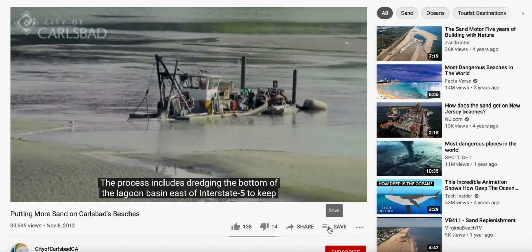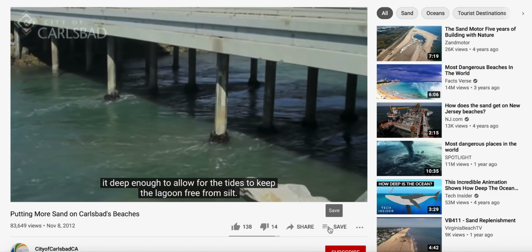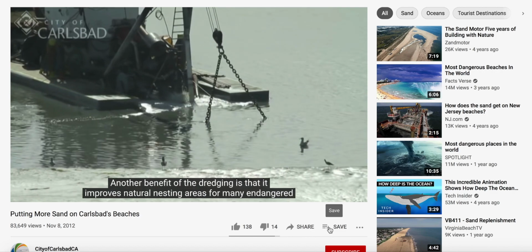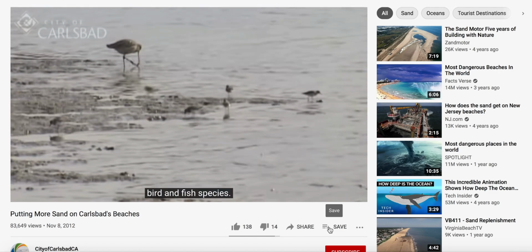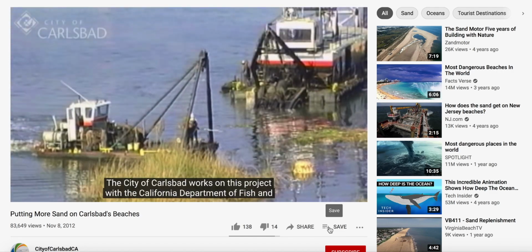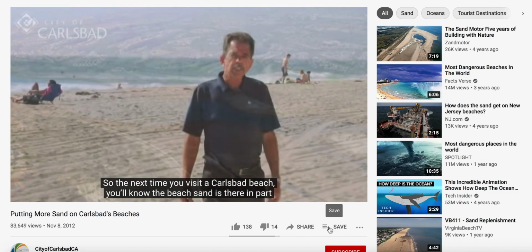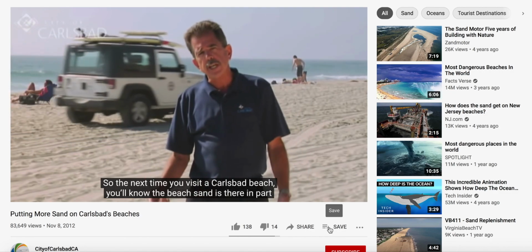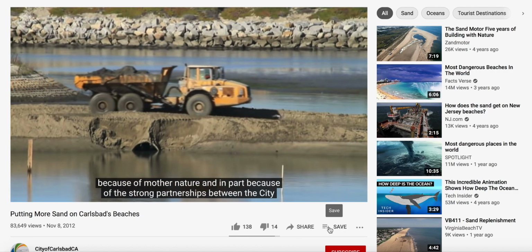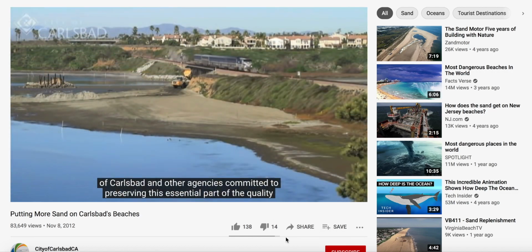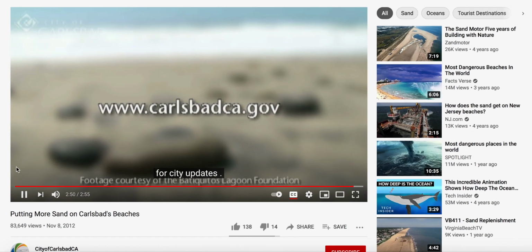The process includes dredging the bottom of the lagoon to keep it deep enough to allow the tides to keep the lagoon free from silt. Another benefit of the dredging is that it improves natural nesting areas for many endangered birds and fish species. The city of Carlsbad works on this project with the California Department of Fish and Game, which pays for this project. So the next time you visit Carlsbad beaches, you'll know the sand is there in part because of Mother Nature and in part because of the strong partnership between the City of Carlsbad and other agencies. To learn more about Carlsbad beaches, check the city's website. Thanks for watching.